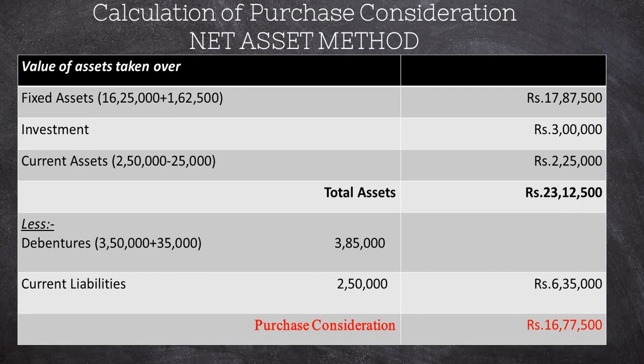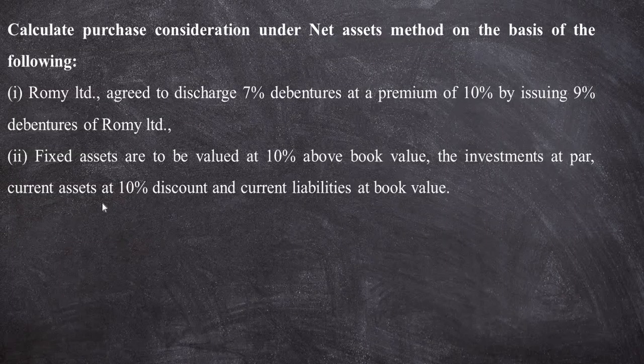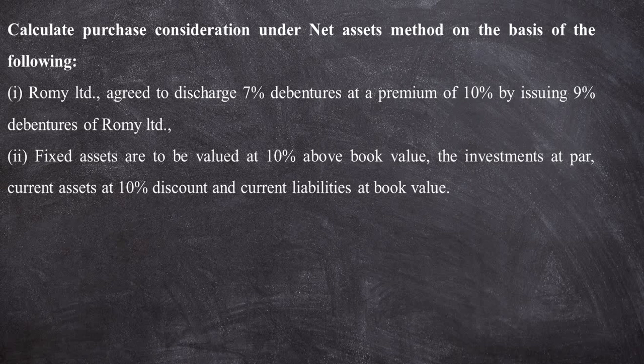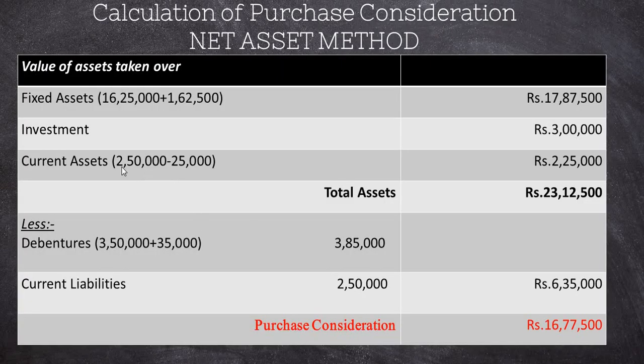Next one is current assets. What is the current assets adjustment given? Current assets at 10% discount. So if it is discounted, it will get reduced. So in such a case, 10% of the value of current assets gets decreased. So how much is the current assets? 2,50,000. So 2,50,000 into 10% is 25,000. So that should be deducted from the current assets. 2,50,000 minus 25,000, how much will we get? 2,25,000. There is no other item given on the asset side. So add all the total assets, which is 23,12,500. This is the total assets.